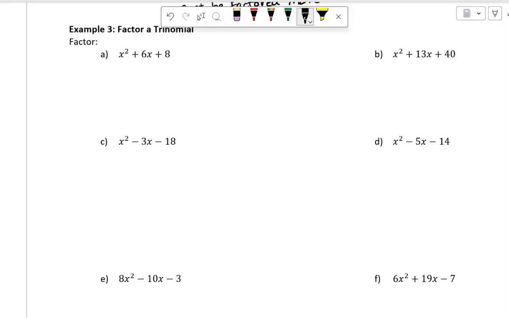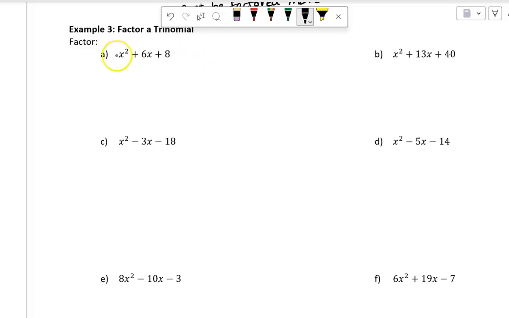Okay, so on example 3, we are going to factor a normal trinomial that we're used to, but we're going to do it by grouping just to get some practice with grouping. I'm going to do 2 of these, and then you guys would do the rest.